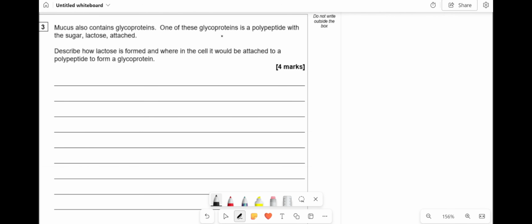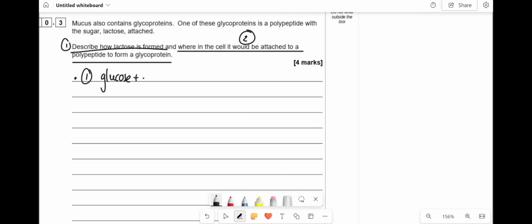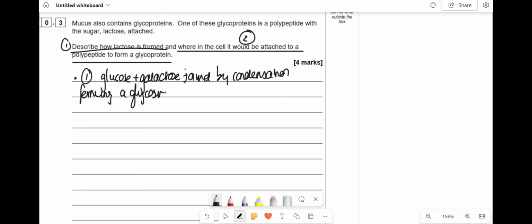Next it says, mucus also contains glycoproteins. One of these is a polypeptide with the sugar lactose attached. Describe how lactose is formed, and then where in the cell it would be attached to a polypeptide to form a glycoprotein. So let's do number 1, which is how it's formed. It's made of glucose plus galactose, joined by condensation, forming a glycosidic bond.